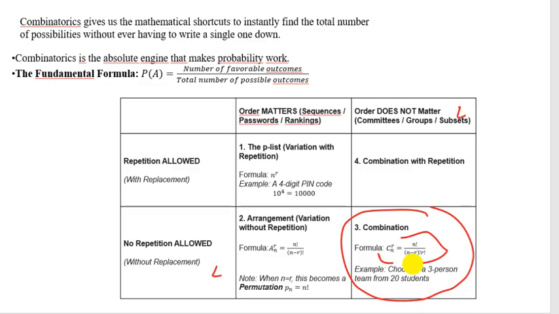Now a good example here is choosing a 3-person team from 20 students. Here we cannot repeat, which means I cannot take one student twice. Also the order doesn't matter since they don't have specific jobs. So if I choose the first student or I place them as the second or the third, it doesn't change anything, so the order doesn't matter.